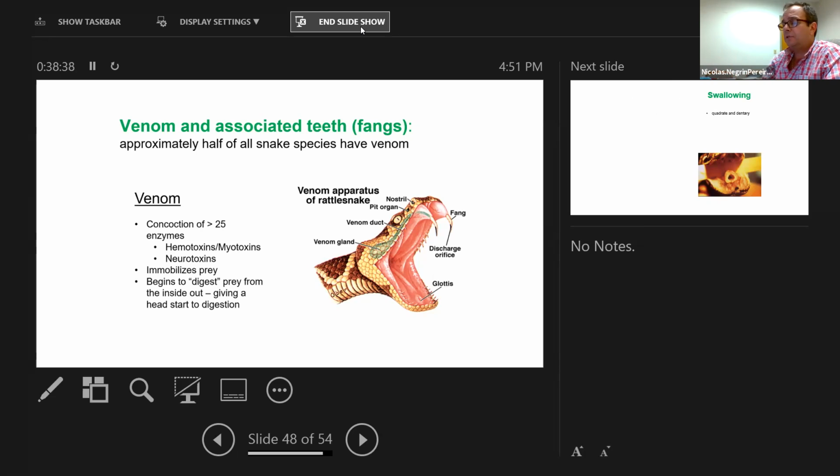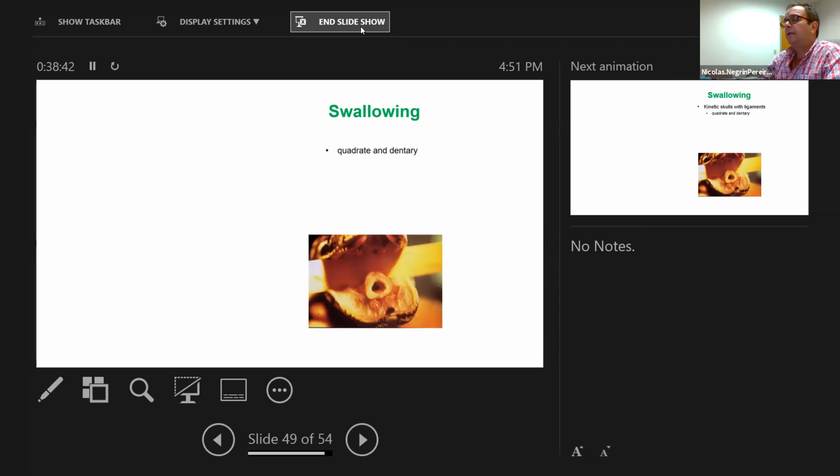So giving a head start to digestion. It's a way of saving some energy there as well. And then the second challenge, remember we said, so we solved the problem of mobilizing a prey that is several times bigger than you. It can be by strangling or asphyxiation or injecting a venom. Then comes the other challenge, which was the swallowing.